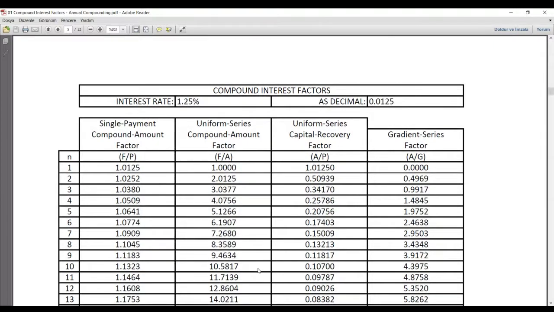So uniform series compound amount factor is always increasing, and capital recovery factor is always increasing, and the gradient series factor is always decreasing. So for fixed interest rate, the compound amount factors will be monotone functions of the number of investment years, as well as for a fixed number of years, they are going to be monotone functions of the interest rates. Okay, so practically we have seen these results.